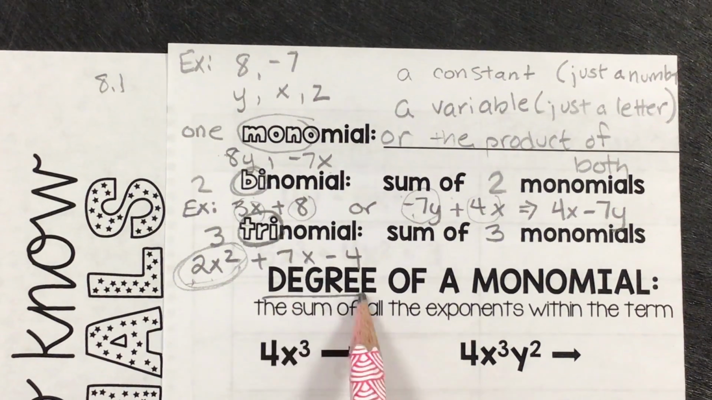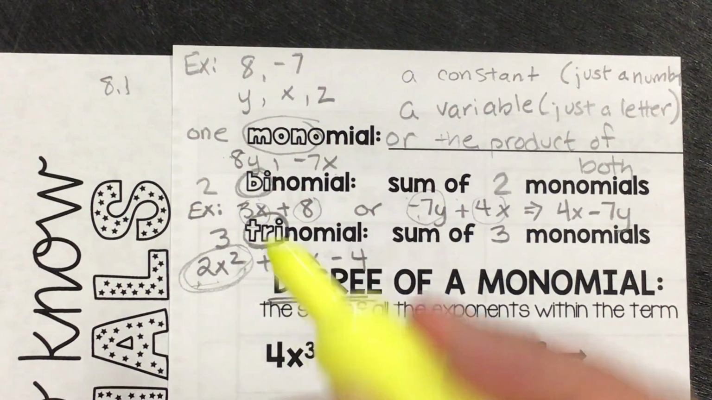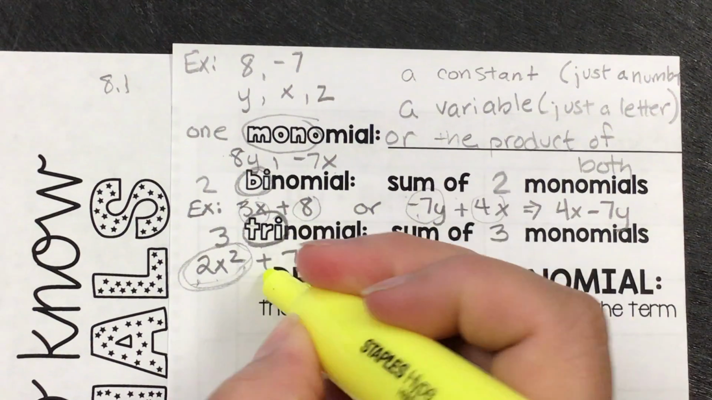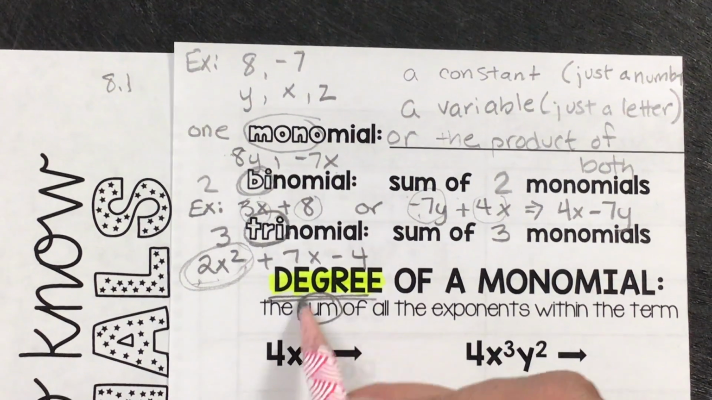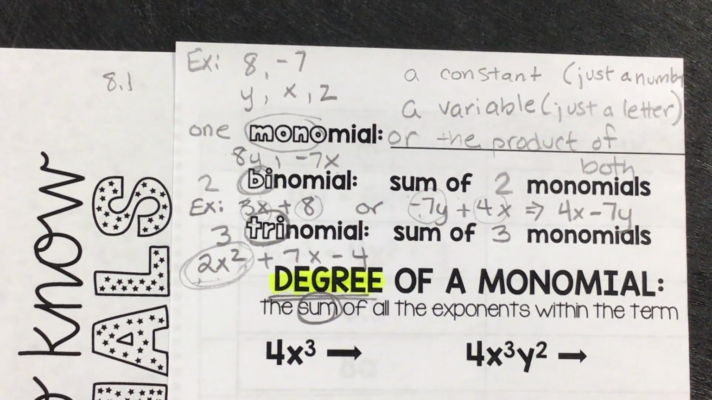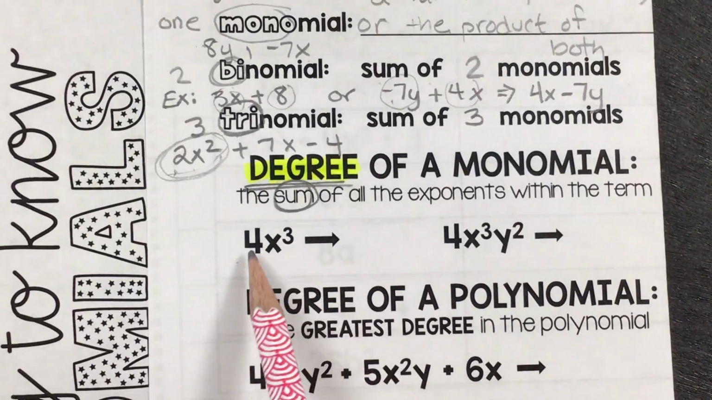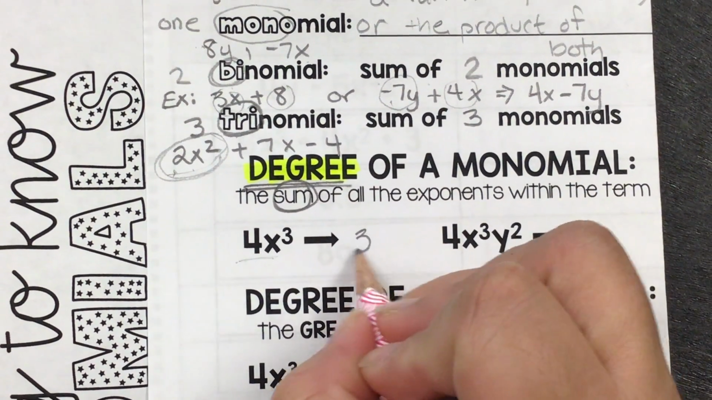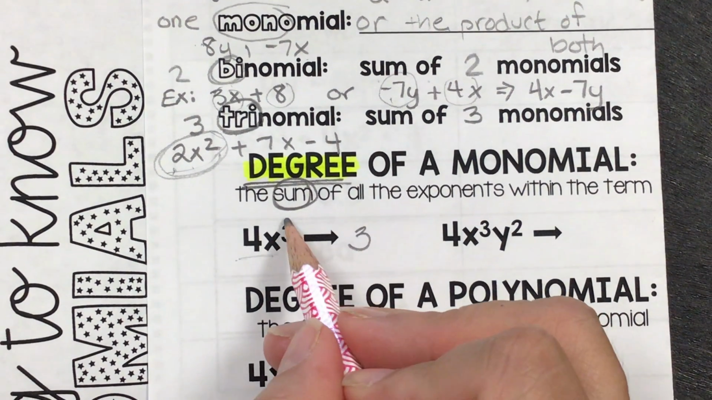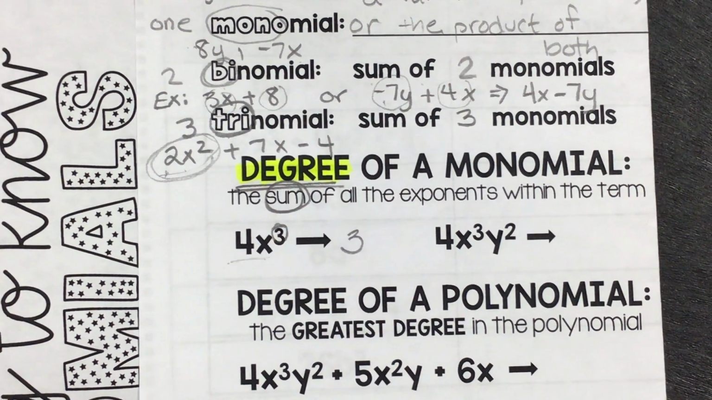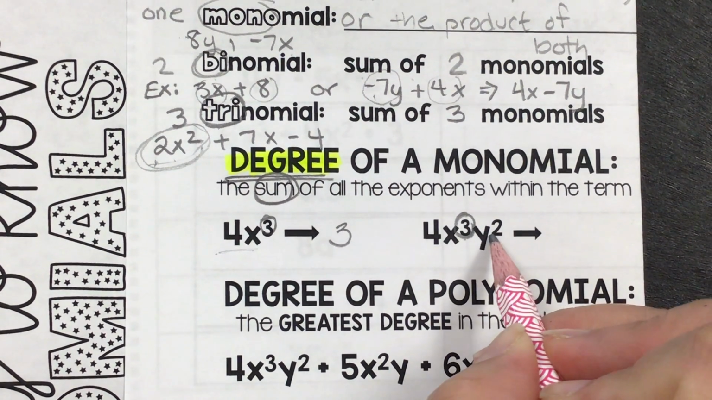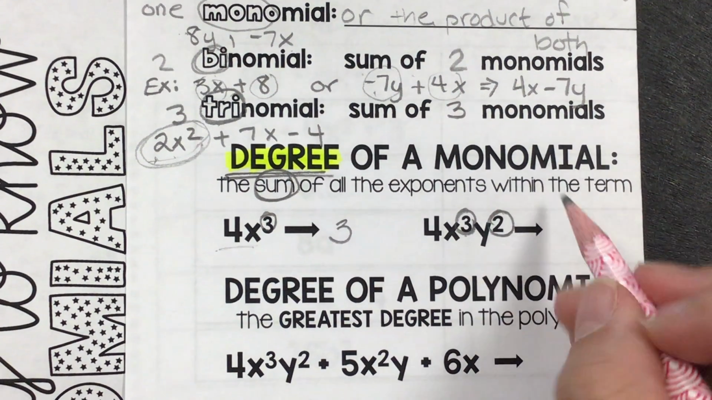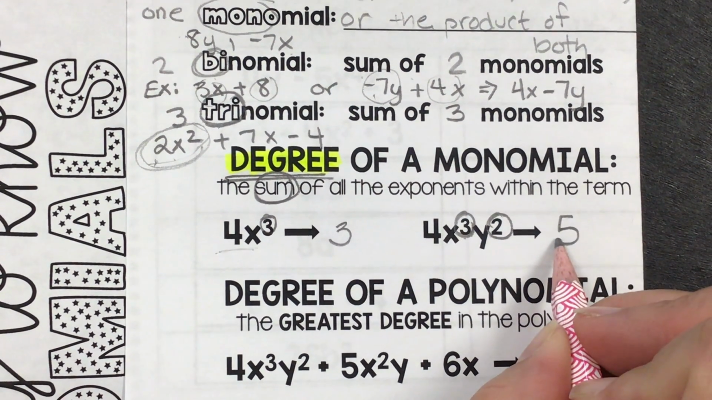To name the degree of a monomial, it is the sum of all exponents within the term. So you got to add the exponents together. So the degree of this monomial would be 3, because that is the exponent. It says sum, so we're going to add them together. 3 plus 2 is 5, and the degree of this monomial is 5.